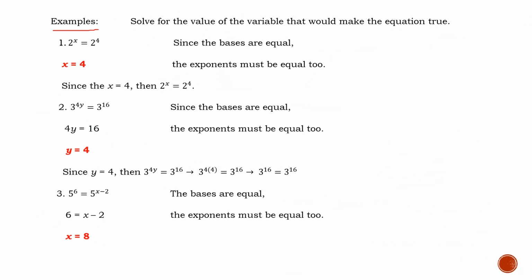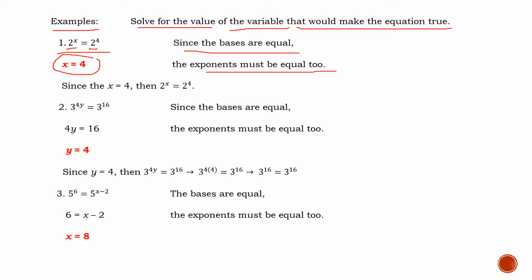For the examples, solve for the value of the variable that would make the equation true. Now, there's a given here. Since the bases are equal, as you can see, your base 1 is equal to 2, and your base 2 is equal to 2 also, then the exponents must be equal too. So we can assume that your x, the value of your independent variable here, is now equal to 4 because your base 1 is equal to your base 2.